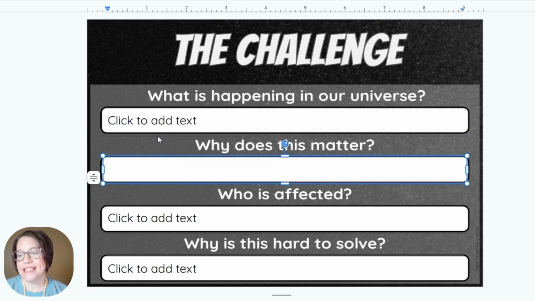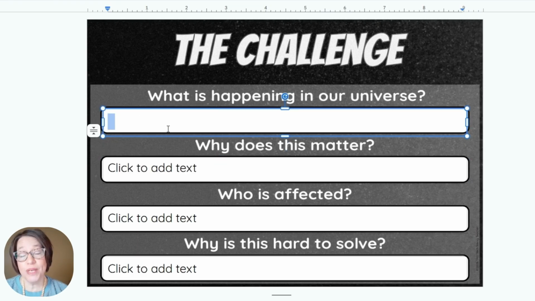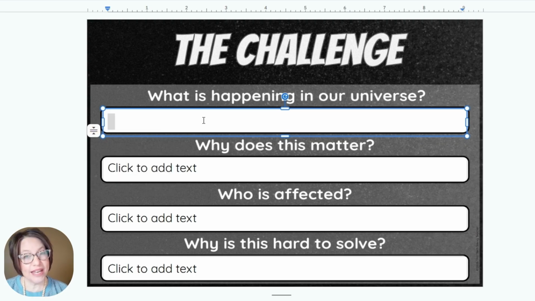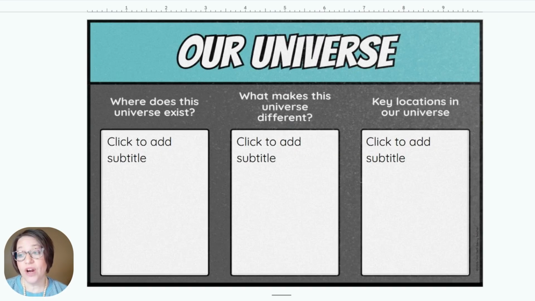Click inside to add text. If you're typing and it's too big, all you have to do is make sure that this is clicked where it says shrink text to fit the shape, and then everything will stay inside that box. We have a slide for our universe. Where does this universe exist? What makes this universe different? Key locations in our universe, important parts of our universe.